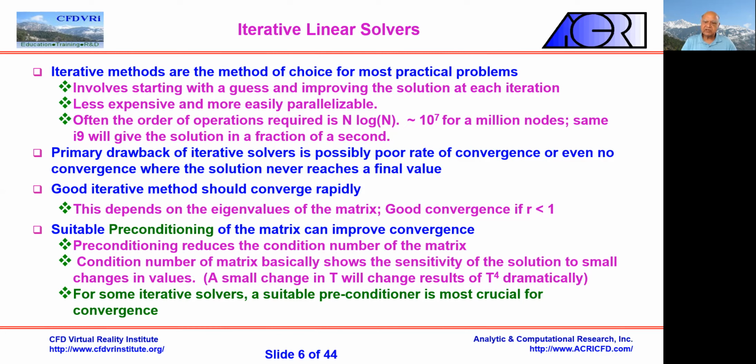So for a similar 1 million nodes, the operations would be on the order of 10 to the 7 rather than 10 to the 18. Now that means the I9 will give you a solution in a fraction of a second, okay? 11 orders of magnitude different.